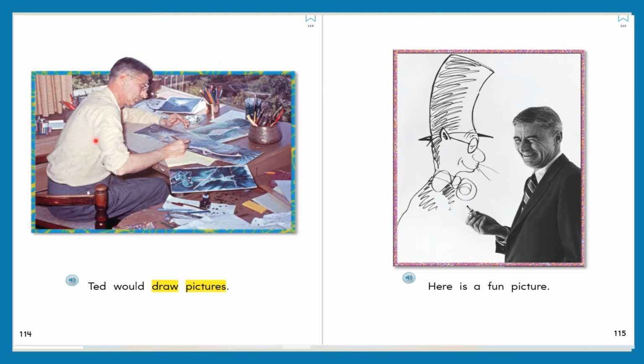Let's look over here, boys and girls, and I notice that he has lots of tools that he's using to draw his pictures. I see ink, I see pencils, looks like colored pencils. Over here, I see a character that he drew, and I'm wondering, that picture reminds me of someone or something. Hmm, I wonder who.